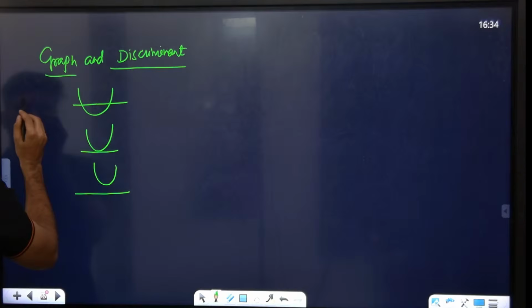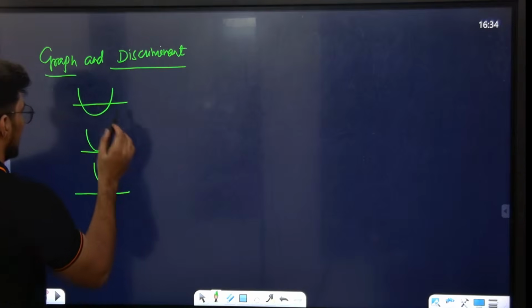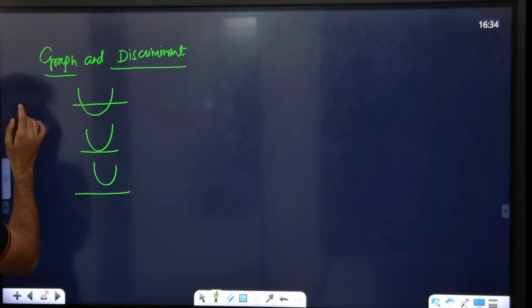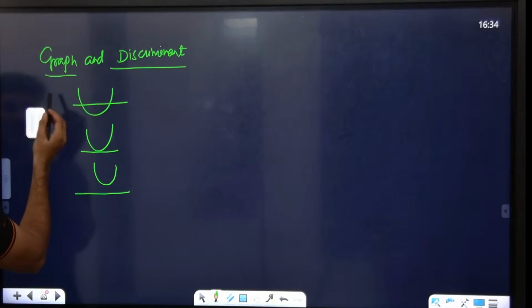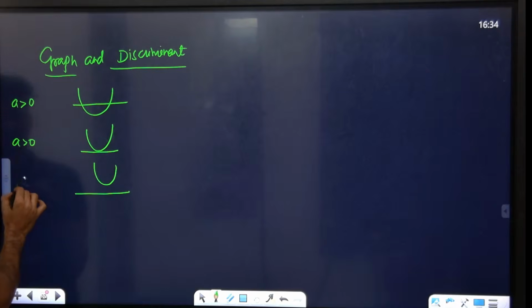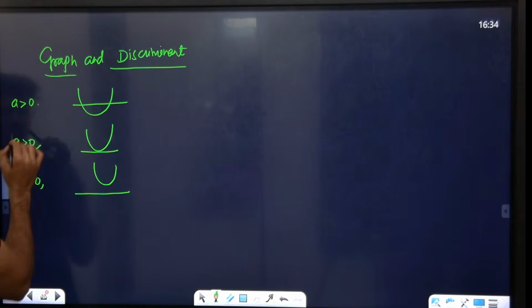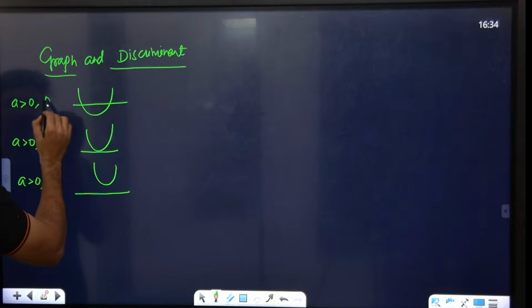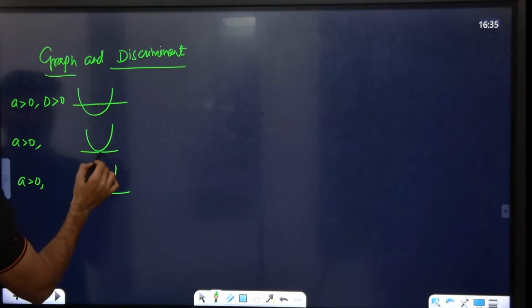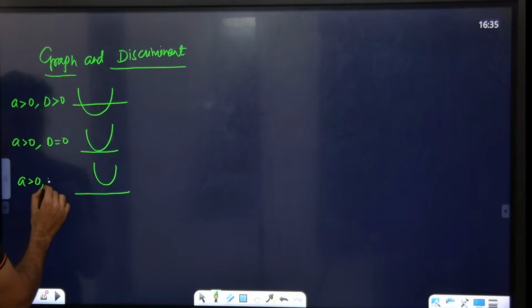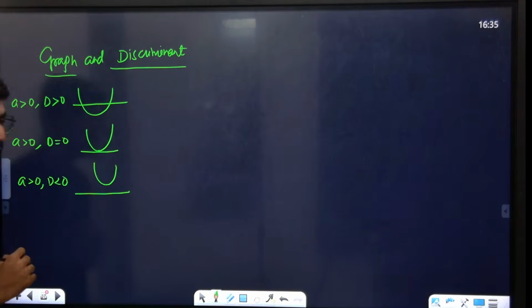When A is positive, these are the possibilities. In this case, tell me what is the case here? Upward graph, A positive, 100% positive. Correct or not? The graph cutting the x-axis at 2 points means discriminant greater than 0. Tell me, here discriminant is equal to what? 0. Yes or no? Discriminant less than 0. Are you getting the point?